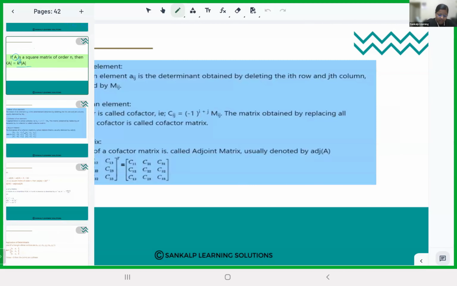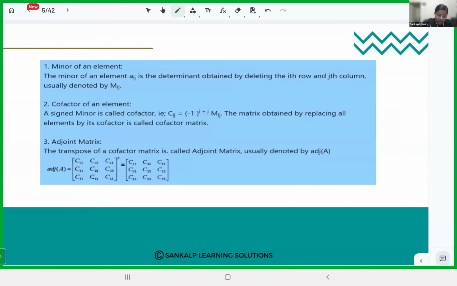Now, minor and cofactor, we have explained all of that, right? Minor is nothing but the determinant that is obtained by deleting the ith row and jth column. If you consider an element Aij, how do you obtain the minor of that element? If you consider A11, you have to delete the first row and first column, then you'll get the minor of that particular element, right? So in general, if it is Aij, then you have to delete the ith row and jth column in order to obtain the minor. And what do you mean by this cofactor? Cofactor is nothing but signed minor.